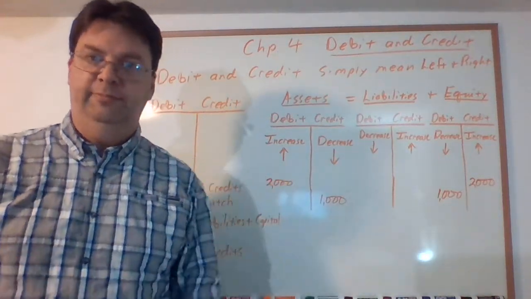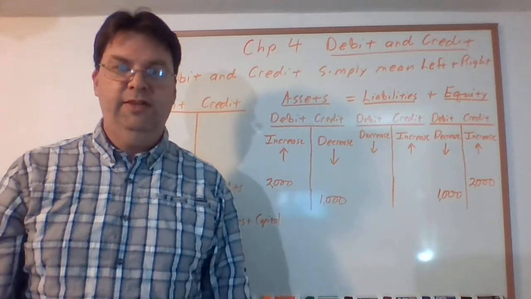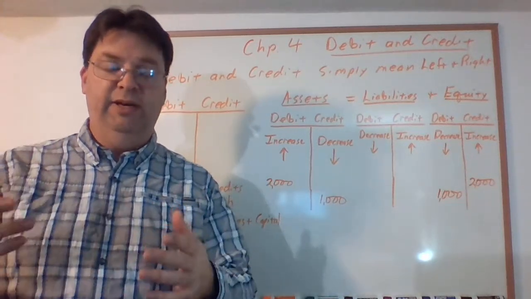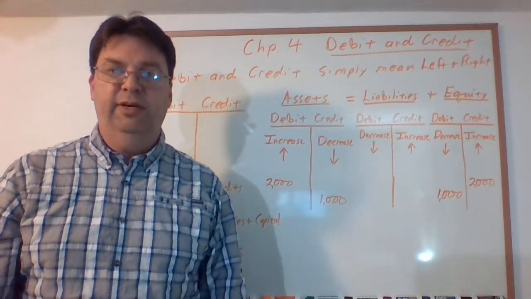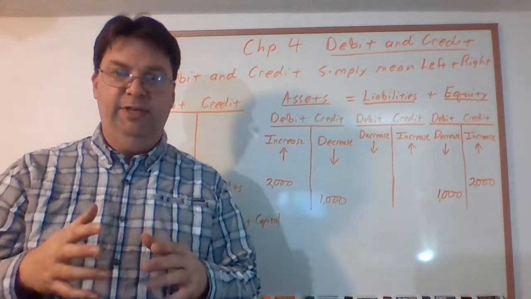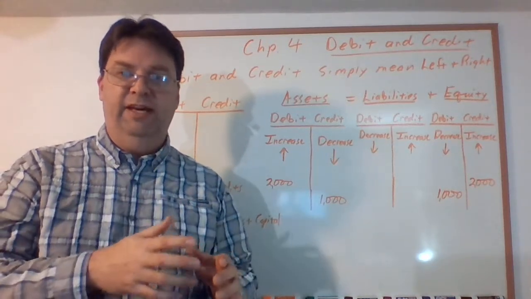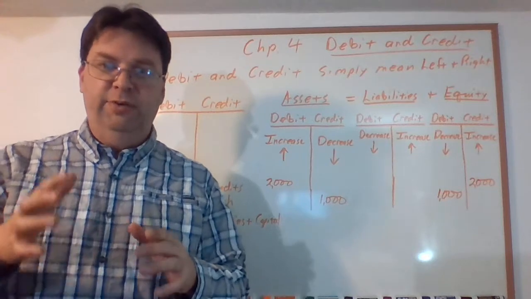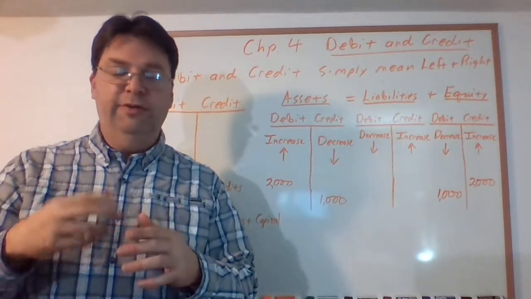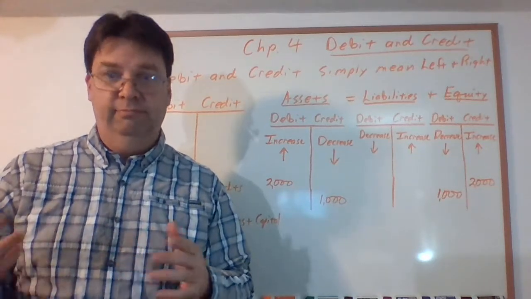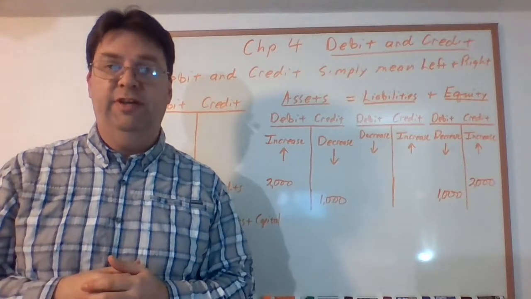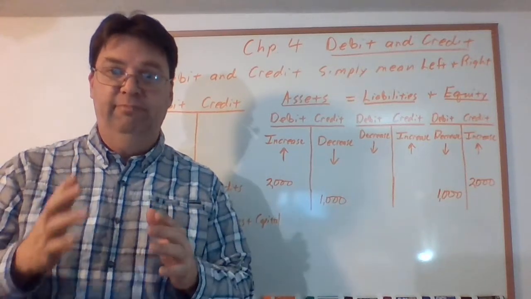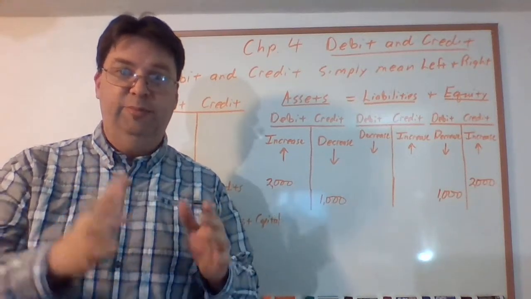We're good. Okay? So that's the big leap here in Chapter 4. You're going to be using debits and credits. And in fact, we're going to practice doing this over and over and over until you get it. That's really what Chapter 4 is all about. Okay? Debit, credit. Practice it.